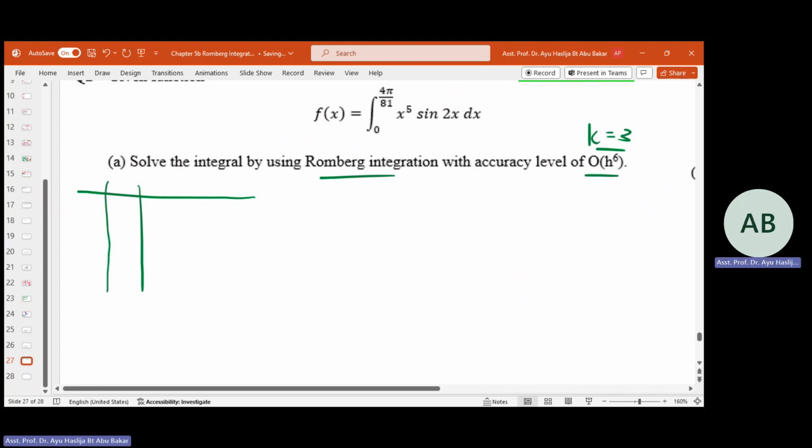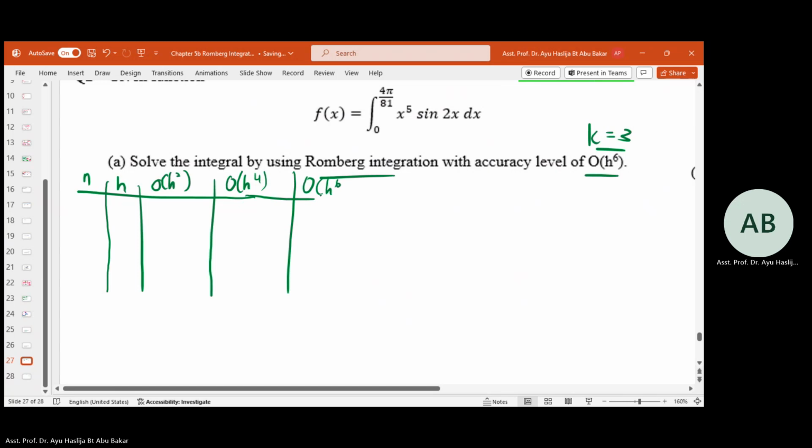Now you need to identify what are the N required, the H, then O level 2, OH4, and OH6. Okay, so if you are already familiar, you will know in order to get up to level OH6, we need I13, where it should start from I11, I21, and I31.